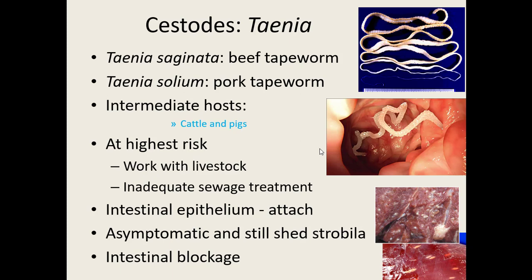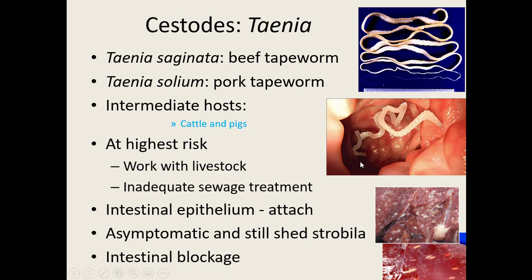Those that are at the highest risk are usually those that work with livestock, just because they're exposed to it more often, and especially if there is inadequate sewage treatment, meaning those cattle and those pigs have access to contaminated fecal matter that has the eggs in it. Now, when you eat undercooked meat and that egg gets into the intestinal tract, the egg will hatch and it will develop into the long tapeworm.